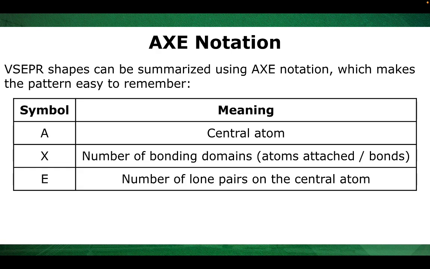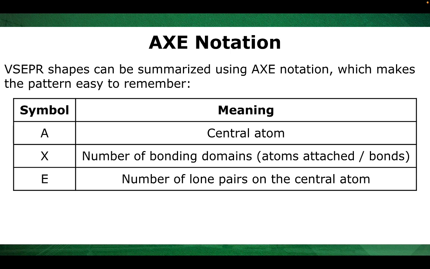You also need to know the AXE notation because this is usually used in textbooks. AXE notation is just a way of writing VSEPR shapes. A will be your central atom. X is the number of bonding domains, or basically your bonds. E is the number of lone pairs on the central atom.